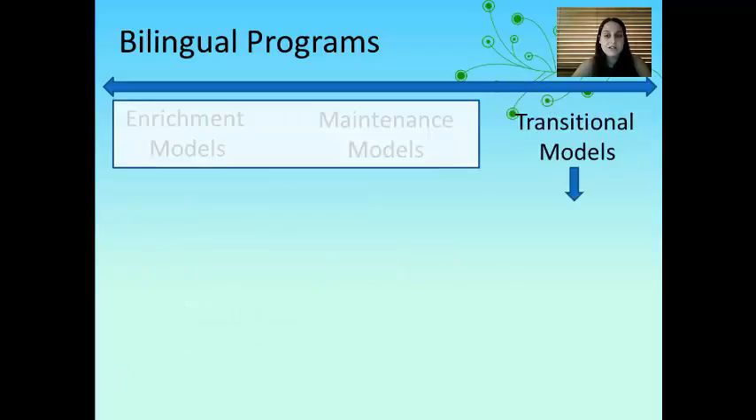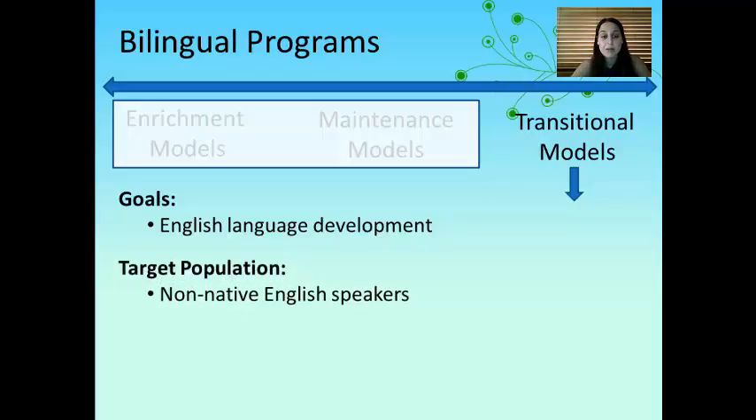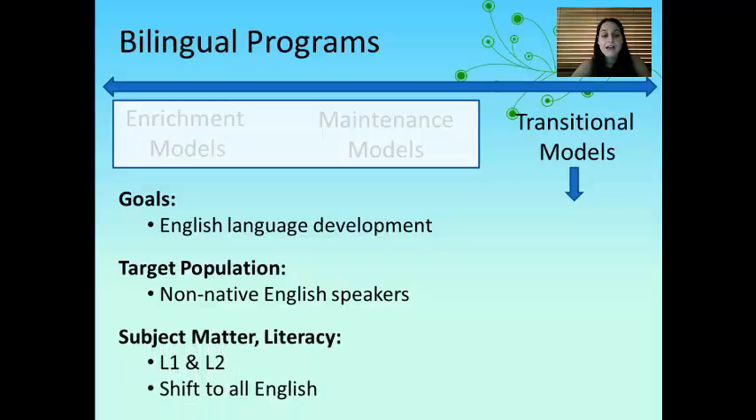Okay, so let's talk about transitional models. So the transitional models, the goal is different now, right? So we saw in the past enrichment and maintenance models, the goal was bilingualism and academic achievement in both languages. Here we see the goal is different. It's English language development only. Okay. Again, the target population is non-native English speakers, and the subject matter and literacy is at the beginning both languages, but the goal again is to get towards that academic literacy in English alone.